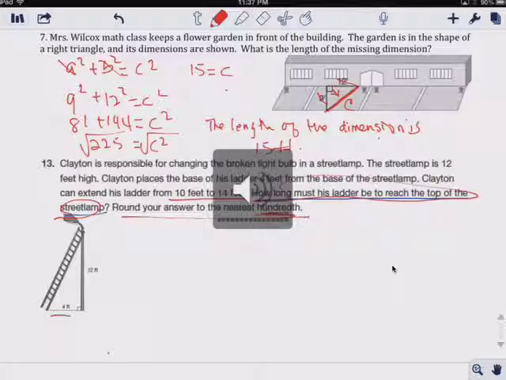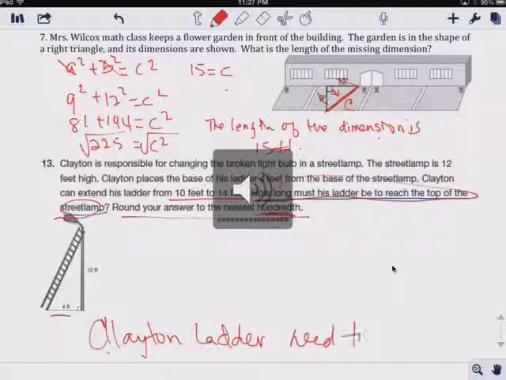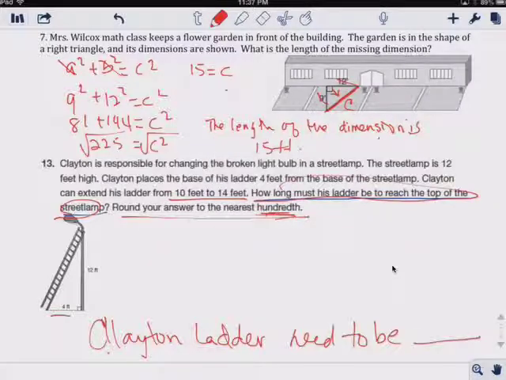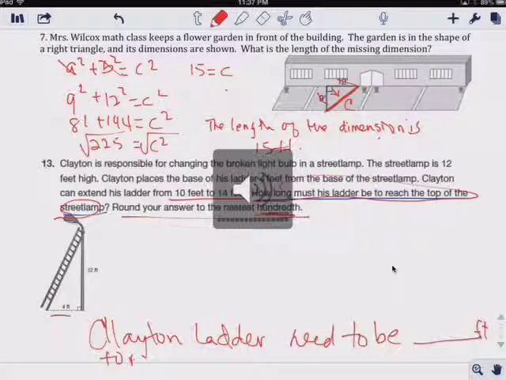Okay, how long must his ladder be? Clayton's ladder needs to be blank feet to reach the top of the street lamp.